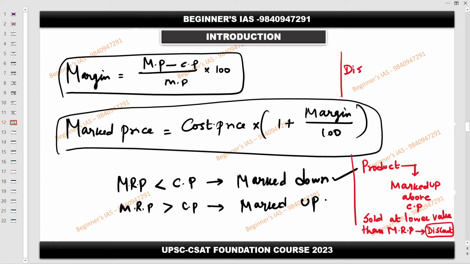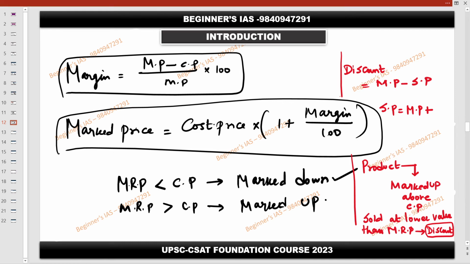So just mark these simple formulas. Discount is equal to marked price minus selling price. Then obviously what would be the selling price? The selling price is equal to marked up price minus discount. Understood?